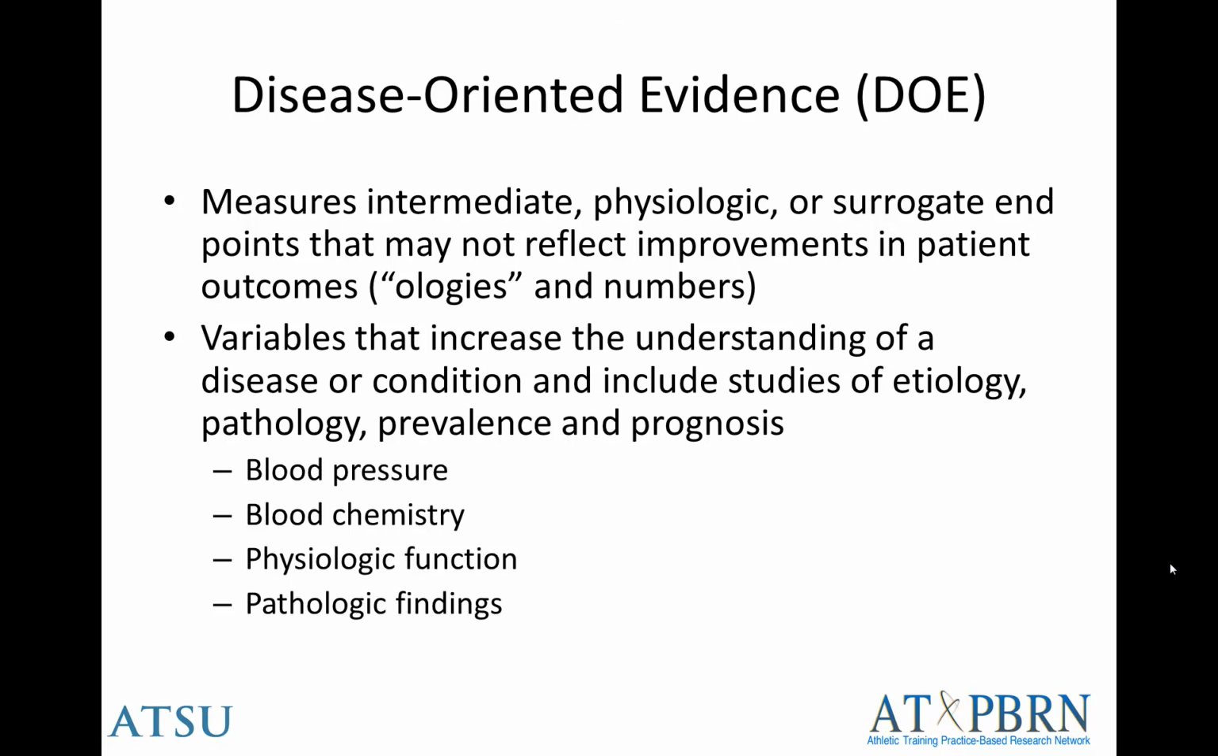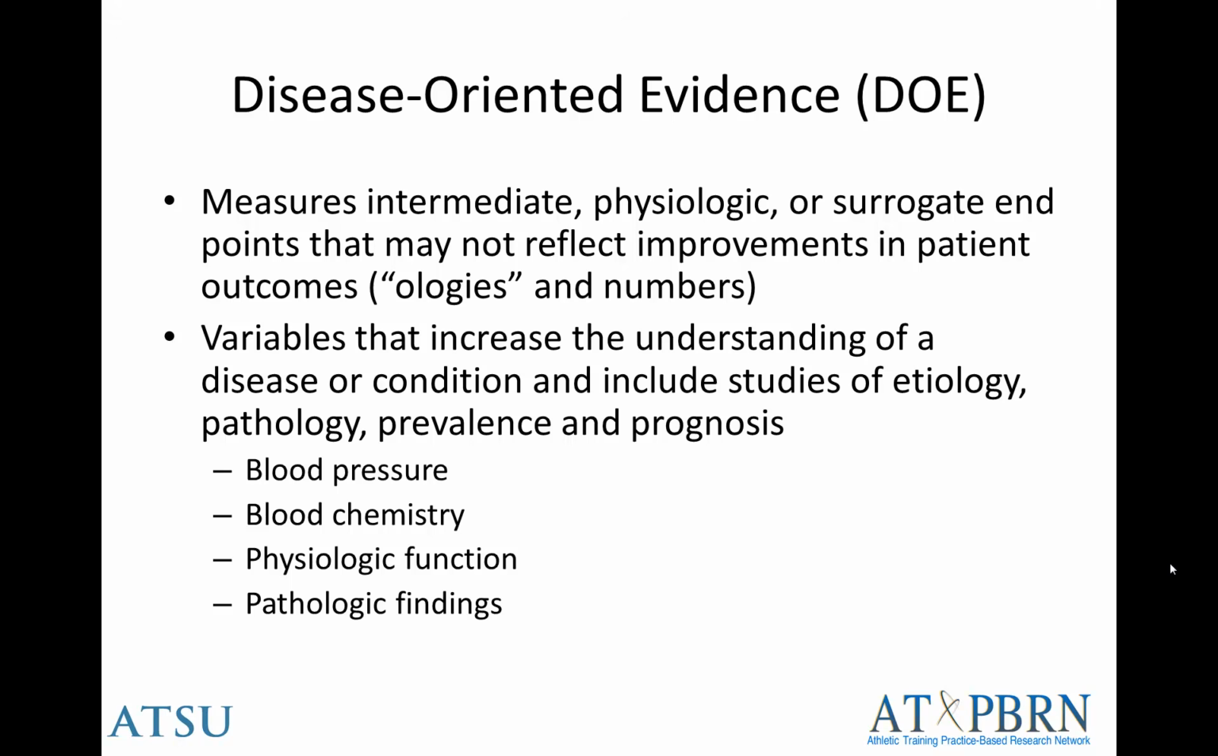First, if we look at disease-oriented evidence, these are dependent variables or outcomes that typically measure intermediate, physiologic, or surrogate endpoints. These may not reflect actual improvements in patient outcomes or patient satisfaction. Think of these as our ologies: pathologies, etiologies, pathophysiologies. These variables are important in research because they can help increase our understanding of the disease or condition and may include items such as blood pressure, blood chemistry, physiologic function variables, or pathologic findings that one might find during a clinical exam or on imaging.